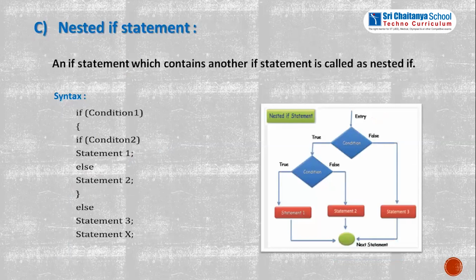Then what is this nested if statement? An if statement inside another if statement is called a nested if statement. This kind of statement is used whenever I have to check for more than two conditions. For example, if condition 1, and then inside it I give if condition 2, statement 1, else statement 2. So are you able to find out the difference here, children? I'm going to use a simple if statement and an if else statement in the same program. And finally, you have another else, statement 3, and statement X. So whenever I have to check for multiple conditions, I can use nested if statements. And now, let's move on to the next.